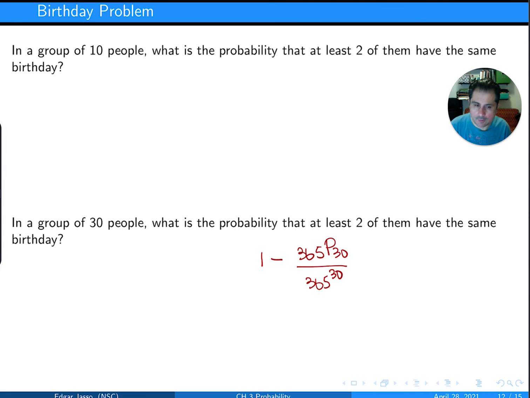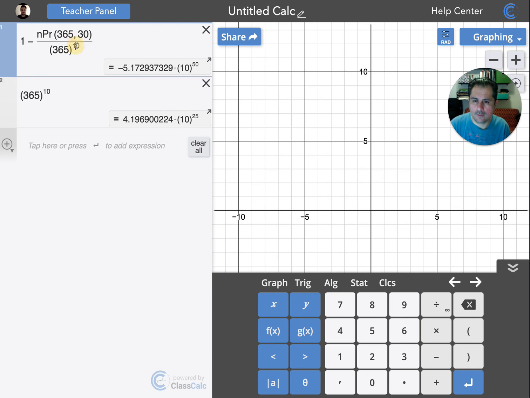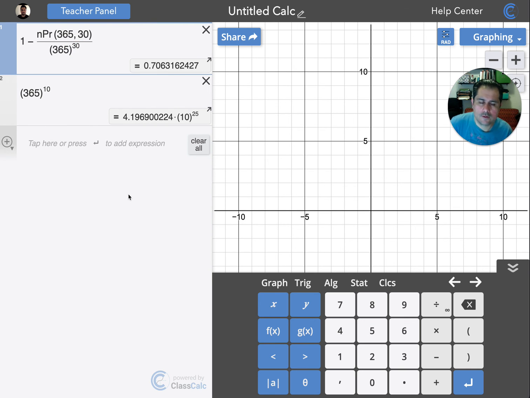So let's find that directly up here. I can just change this number for a 30 and that denominator for a 30 right there. So it's 70%. So in a group of 30, there is a 70.6% chance that 2 have the same birthday. So this is very striking for the first time you see this. I hope you get surprised by this. It is, and I think it's around 23 where this changes to be more likely than not, around 50%.